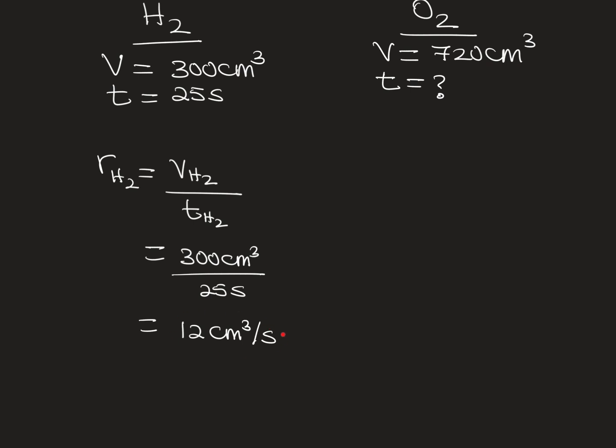So what actually does this mean? 12 centimeter cube per second means that in 1 second, 12 centimeter cube of the volume of hydrogen gas will be diffused. That is actually the interpretation.